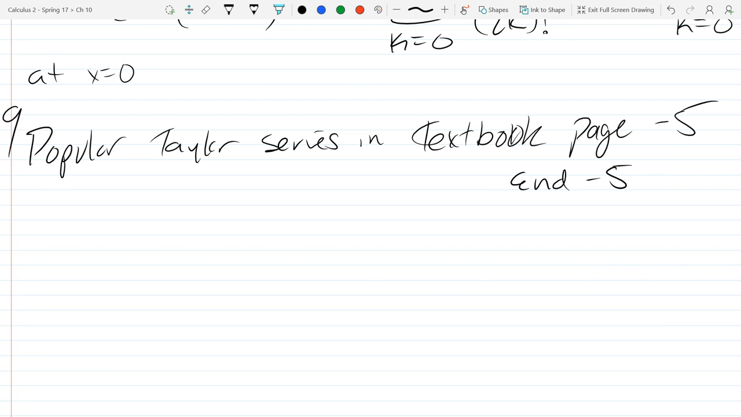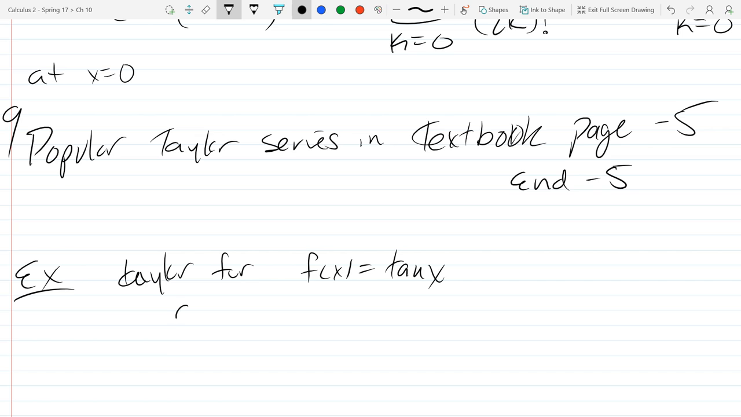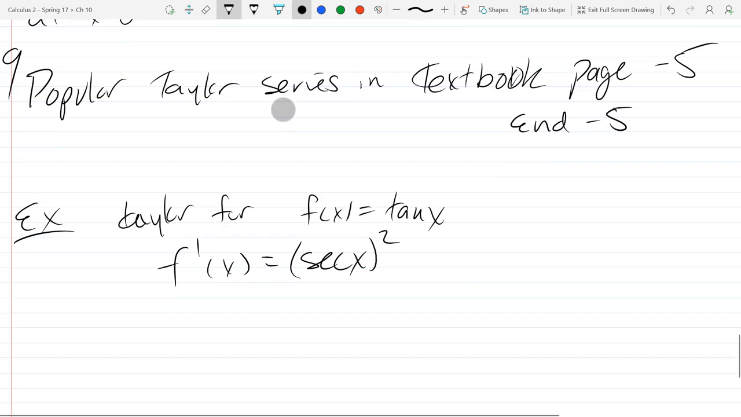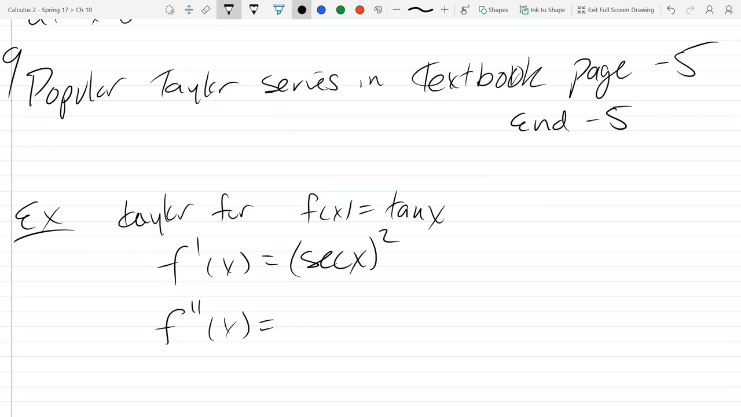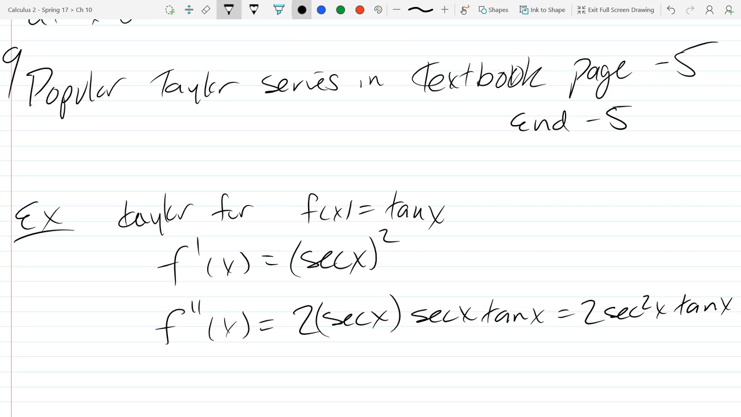And there are some functions. If I asked you to find the Taylor series for even something that looks innocent like tangent, well, the first thing you do is take a derivative. What's the derivative of tangent? Secant squared, which I'll write properly, secant squared. What's the second derivative? Well, you gotta be careful, it's 2 secant times secant tangent, which you could rewrite as 2 sec squared tangent. Now, the next derivative is gonna be a bit uglier. And the next derivative is gonna be more ugly. So tangent is a great candidate for not finding the Taylor series for. I don't wanna find the Taylor series for tangent.